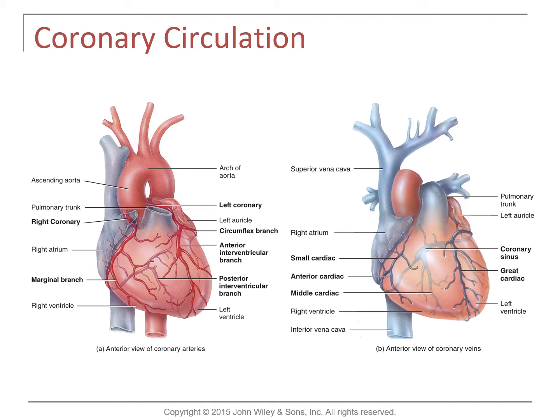The left coronary artery branches to supply the tissue of the left atrium, as well as parts of the left ventricle. The major branches of the left coronary artery are the anterior interventricular branch, also known as the left anterior descending artery, or the LAD, and the circumflex artery.